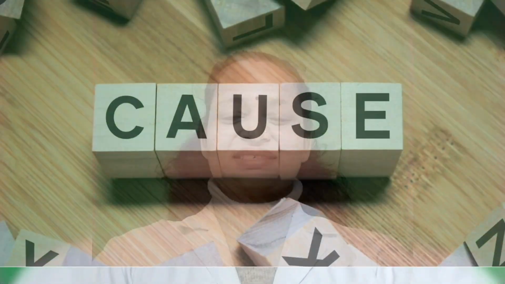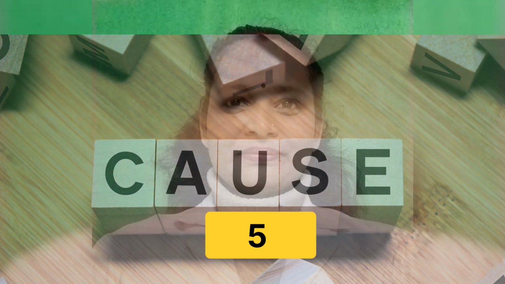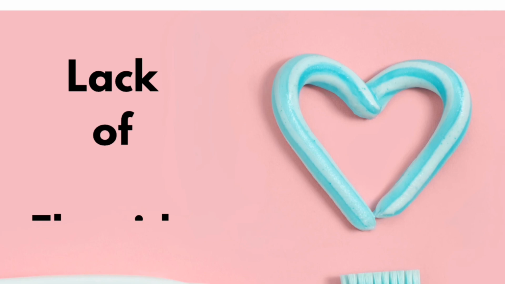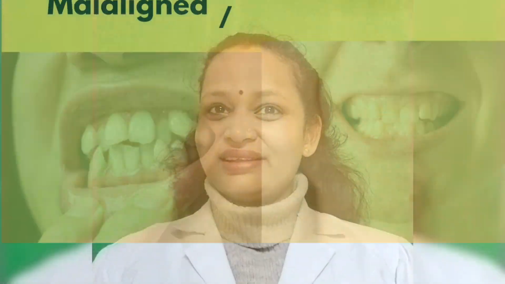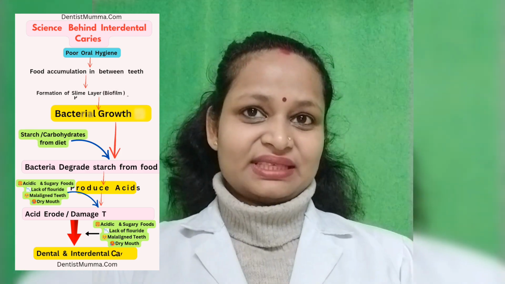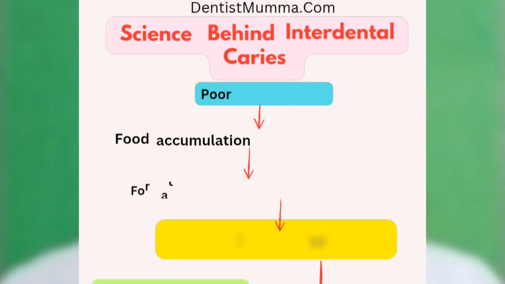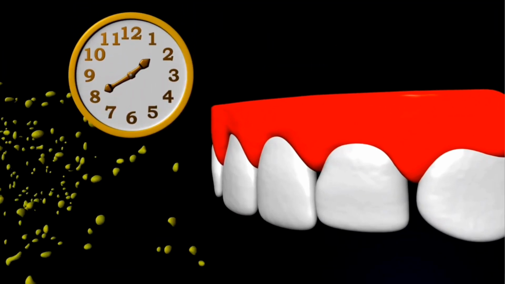So now what causes interdental caries? I will divide this into 5 subtypes: poor oral hygiene, lack of fluoride, sugar and acidic foods, dry mouth, and malaligned teeth. What will happen? All these causes, especially poor oral hygiene and malaligned teeth, will result in improper cleansing of the tooth and there will be food lodgement here and there in the mouth.